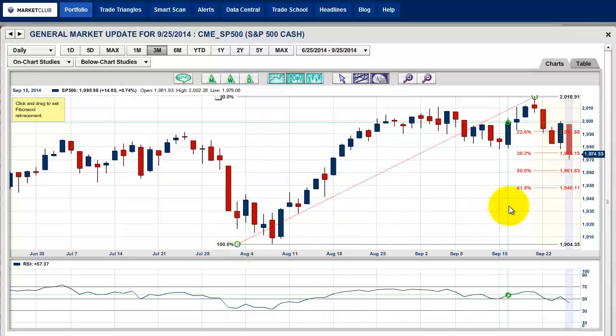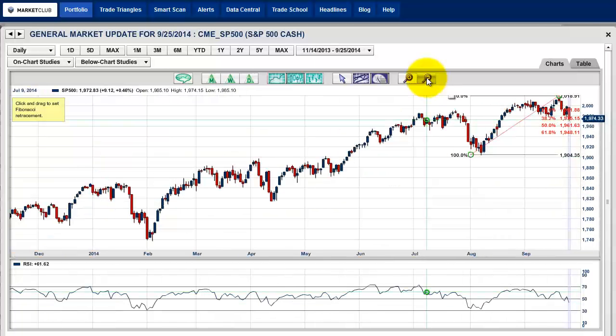And you can see quite clearly that we could get down to 1961. We're not that far from there right now. We're also possibly down to 1948, which is a 61.8% correction. The other one's a 50% correction. Now, I want to scope this out a little bit further because I want to share with you just a couple of things that I've seen.